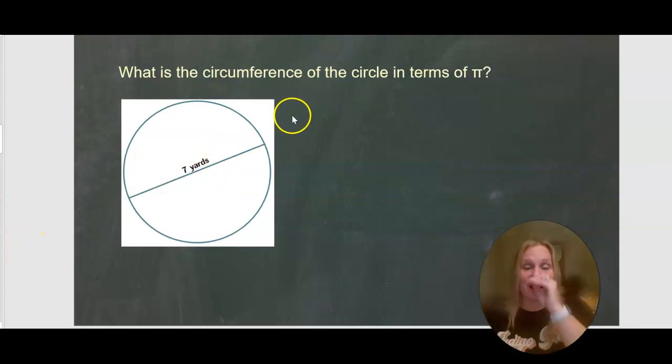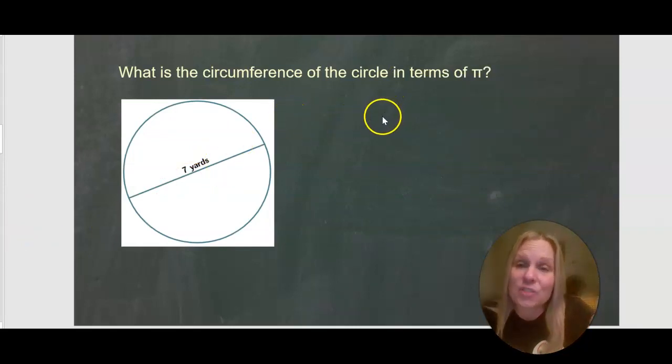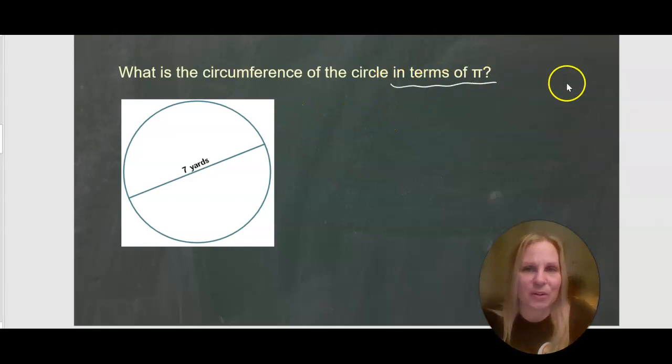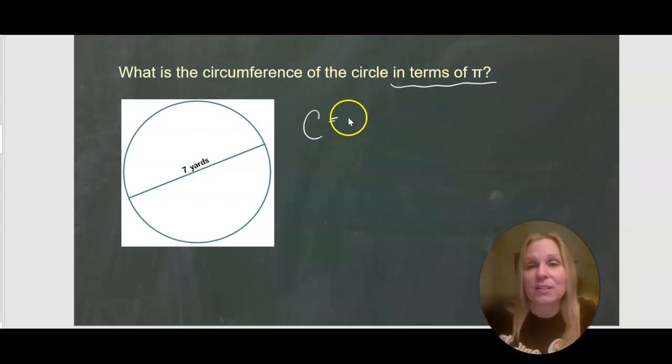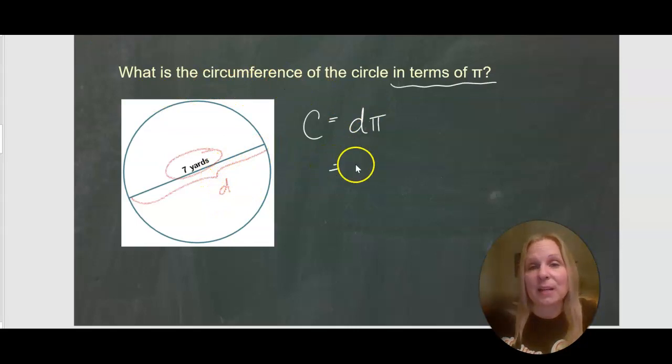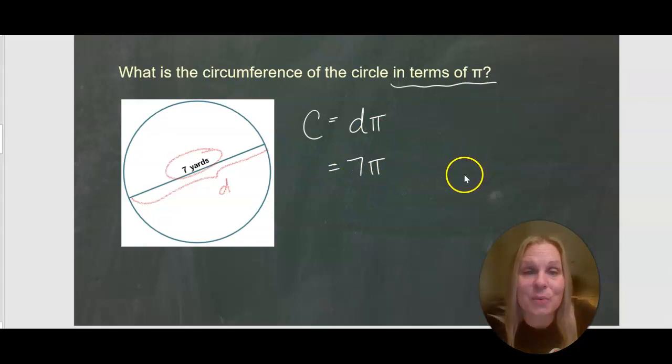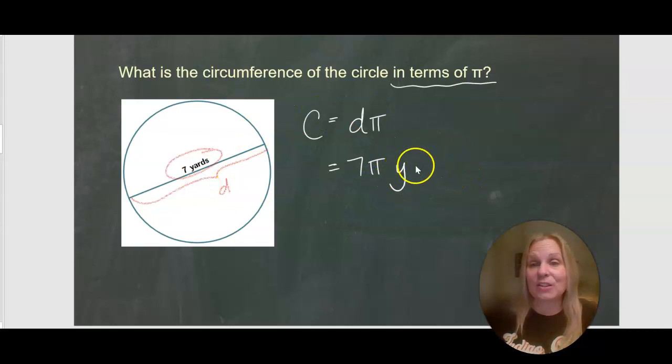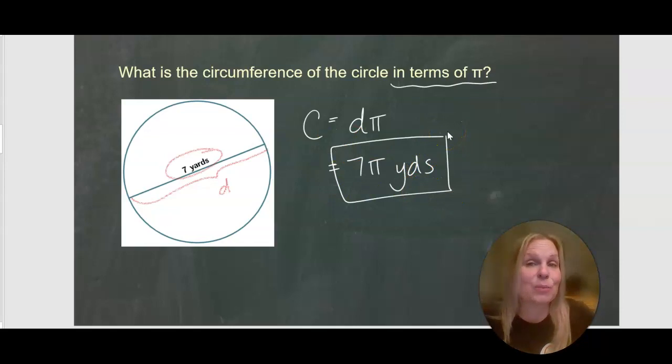All right, now we're going to find the circumference in terms of pi. And this is actually easier, even though it sounds harder. So we know that circumference is equal to diameter times pi, right? That's our formula. For this problem, we're given the diameter. This goes all the way across the circle, so that's the diameter. So my diameter is 7, and I multiply that by pi, and guess what? That's my answer. The only thing I'm going to add to this is yards.